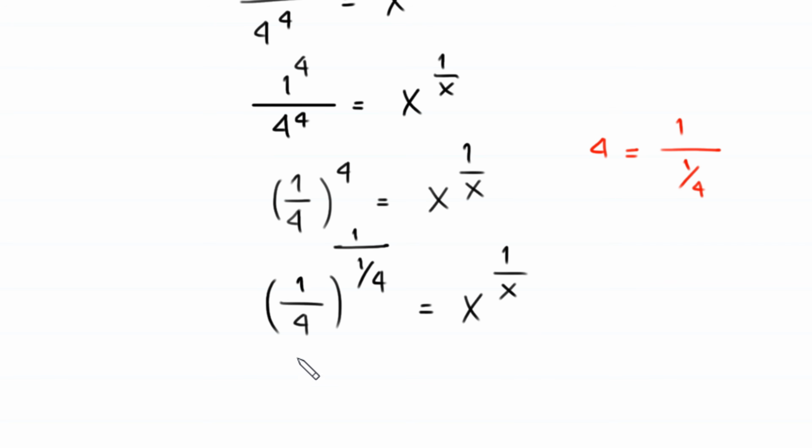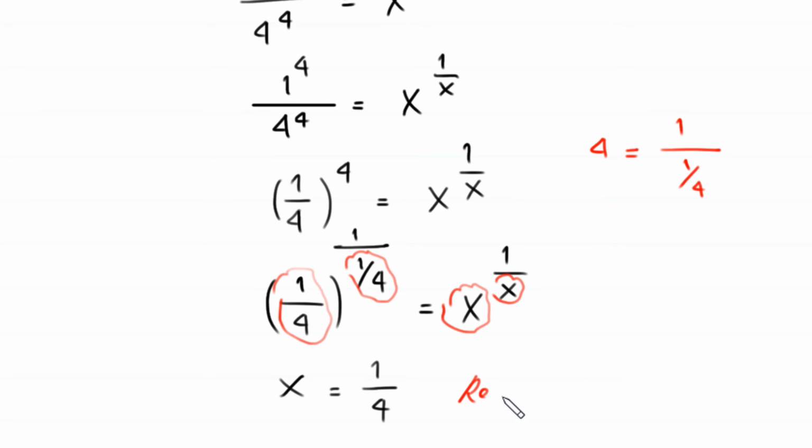Now if we compare left hand side with the right hand side, we notice that at left hand side we have base 1 over 4, and at right hand side we have base x, and in the exponent at left hand side we have 1 over 1 over 4, and at right hand side we have 1 over x. So it is obvious that x is equal to 1 over 4.